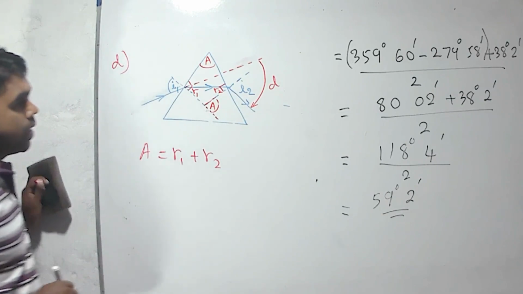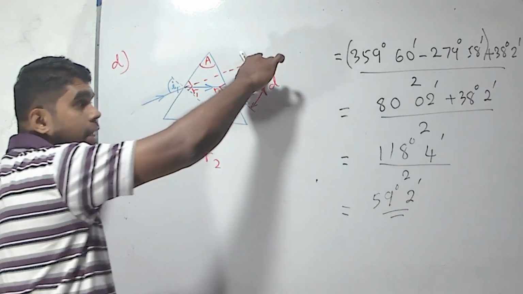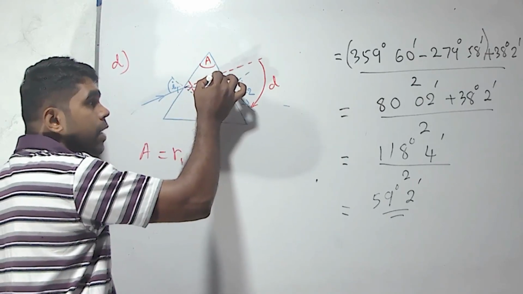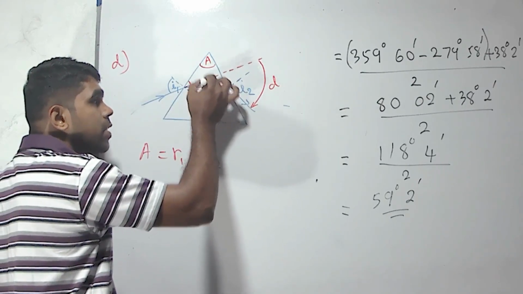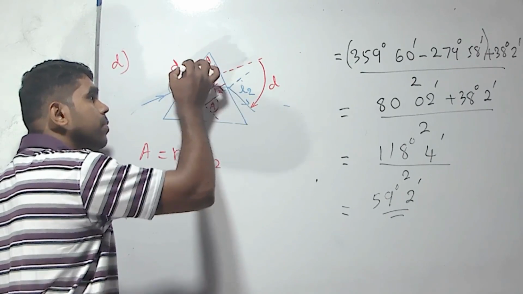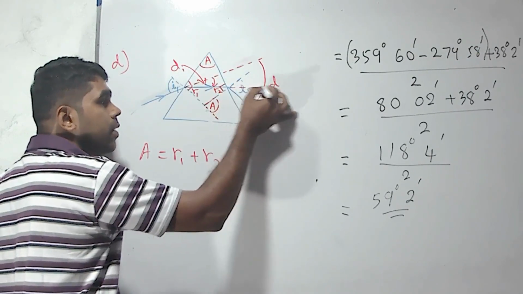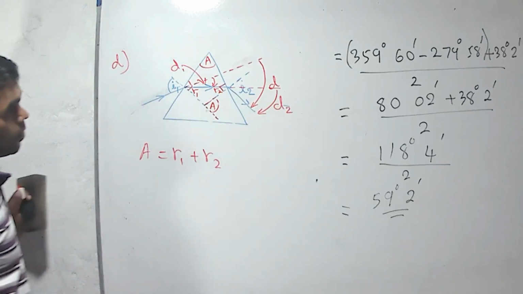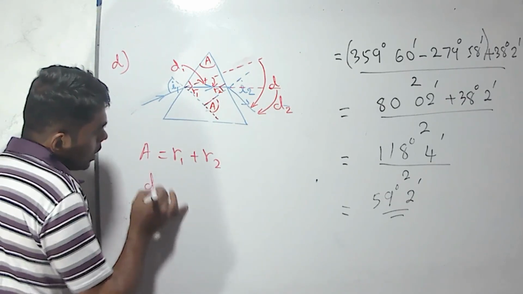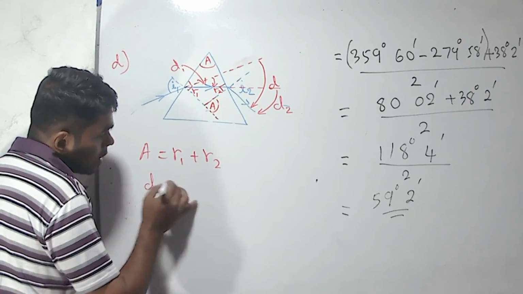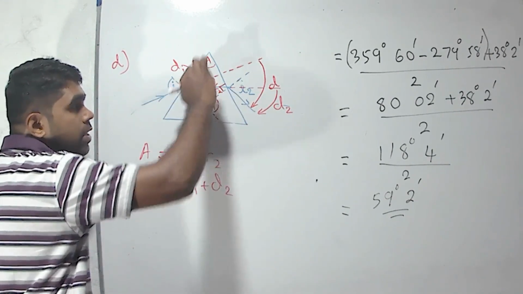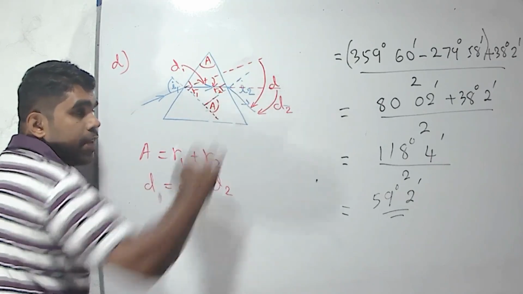Now, we have to get the deviation. Deviation equals the deviation from the first surface D1, this angle, and the deviation from the second surface D2. Then we can write D equals D1 plus D2. Total deviation is the deviation from the first surface plus the deviation from the second surface.